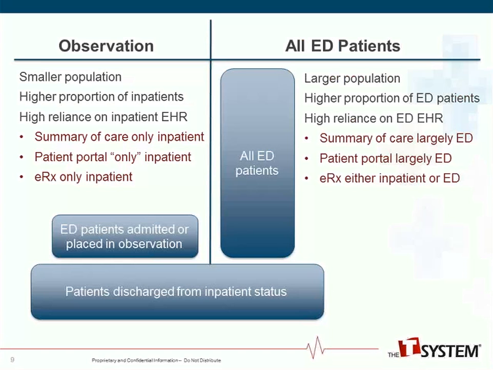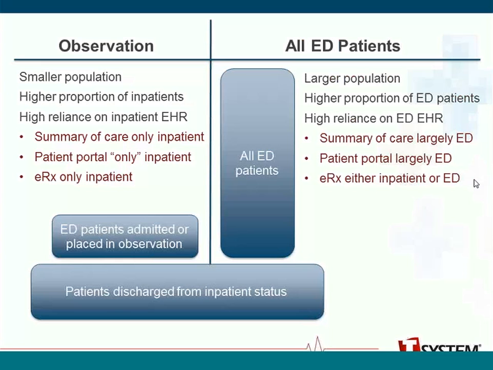In this setting, for stage 2, summary of care can be largely met from the ED. You have to provide 50% of your discharges access to their medical records within 36 hours of discharge. Because of the vast number of ER discharges, you can most likely meet that measure just with your ER, but would almost have to include ER patients in that mix to get to 50%.